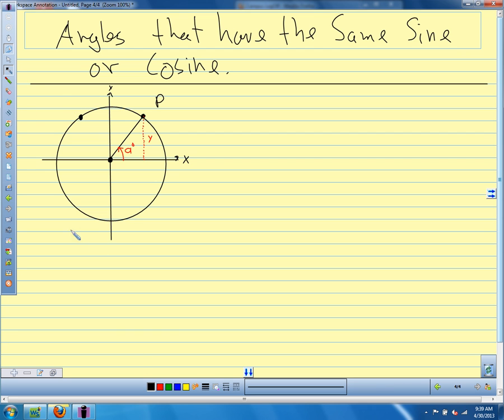I'm going to go over here. So here's my other point. We'll call that point Q. And I'm going to draw this one in blue. So we're going to call that angle B degrees. And this side of this triangle is y. Points P and Q both have the same y coordinate.